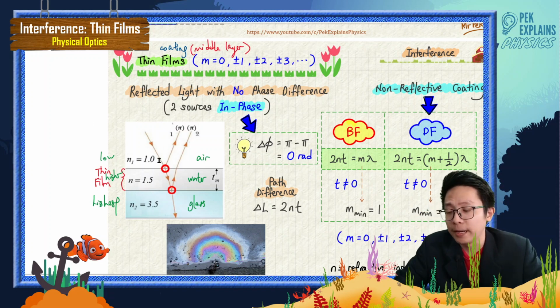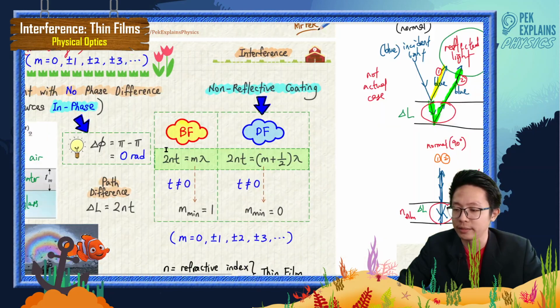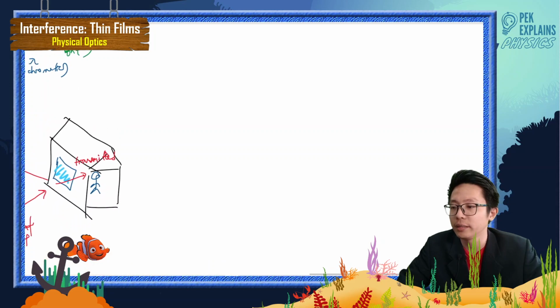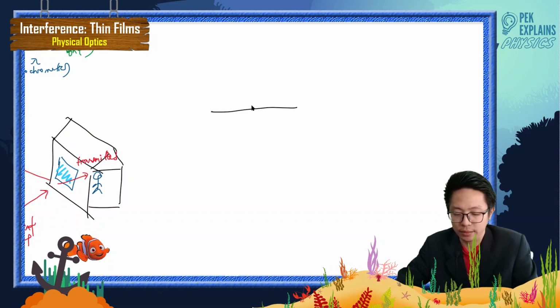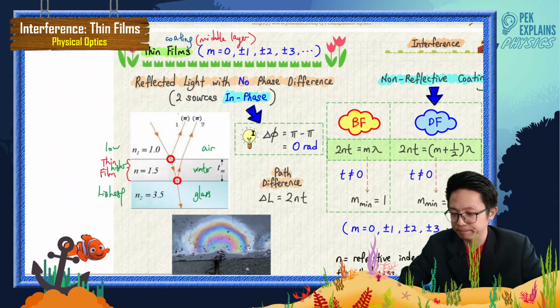Here you can see phase change. When does it happen? Maybe I should draw another one here, easier to explain. Phase change.